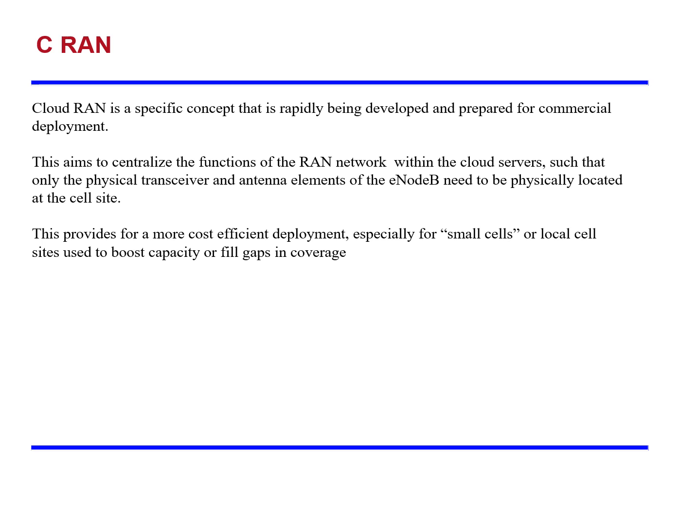CRAN or Cloud RAN. Cloud RAN is a specific concept that is rapidly being deployed and prepared for commercial deployment. This aims to centralize the functions of the RAN network within the cloud servers such that only the physical transceiver and antenna elements of the E-Node B need to be physically located at the cell site. This provides for a more cost-efficient deployment, especially for small cells or local cell sites used to boost capacity or fill gaps in coverage.